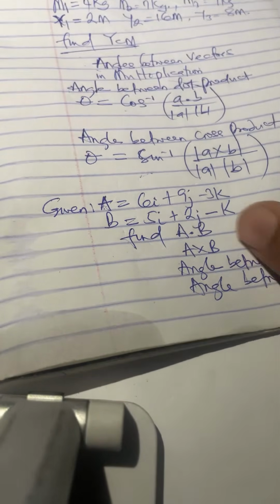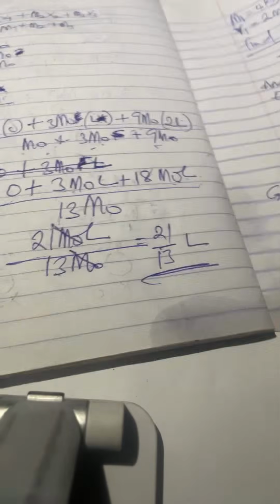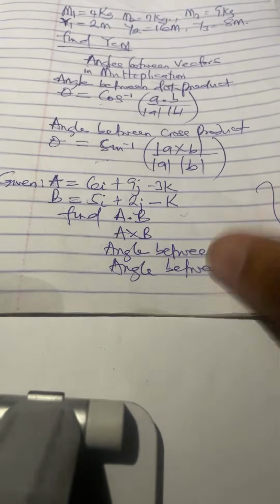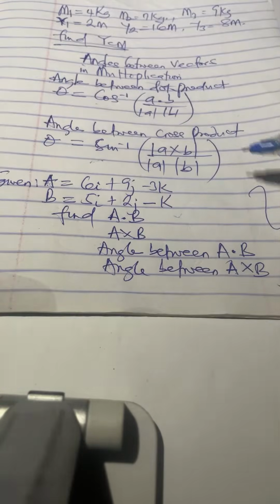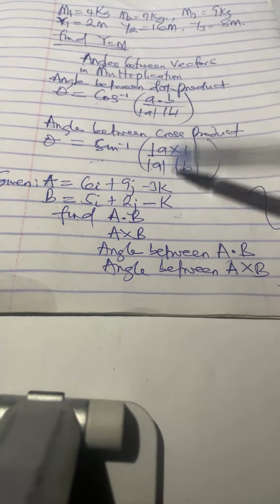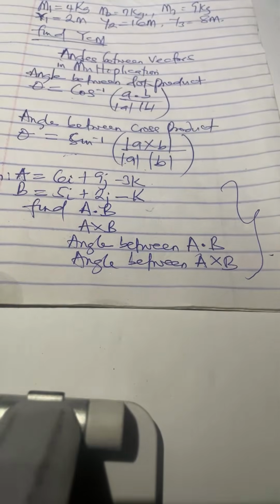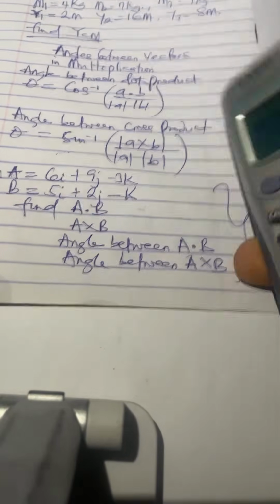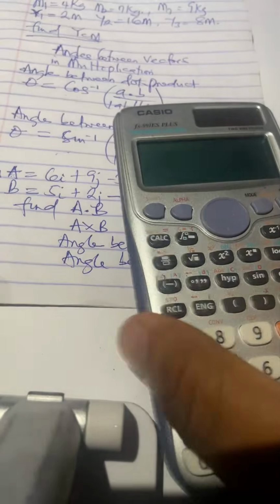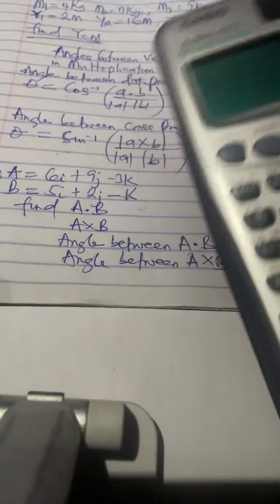All right, so I believe you're done writing. So let's quickly solve this. We have 6i plus 9j minus 3k, and we have 5i plus 2j minus k. Now, let's solve for a dot b first, but first let's store our vector a.